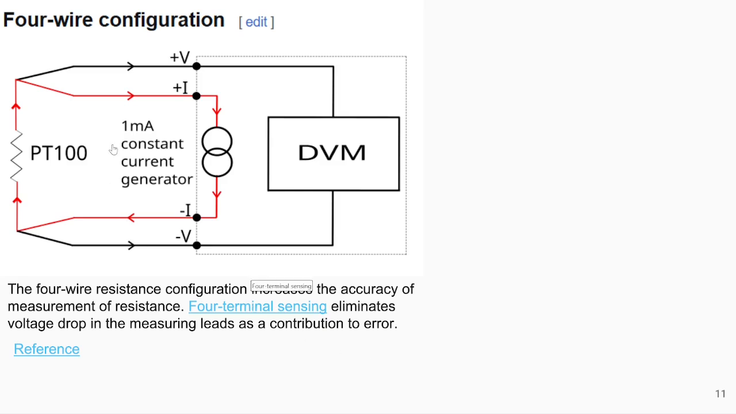And this is the 4-wire configuration. Again, the 4-wire configuration increases the accuracy of the measurement of resistance. Four terminals eliminate voltage drop in the measuring lead as a contribution to error. So that is the reason behind why we use 3-wire or 4-wire configurations. Okay.